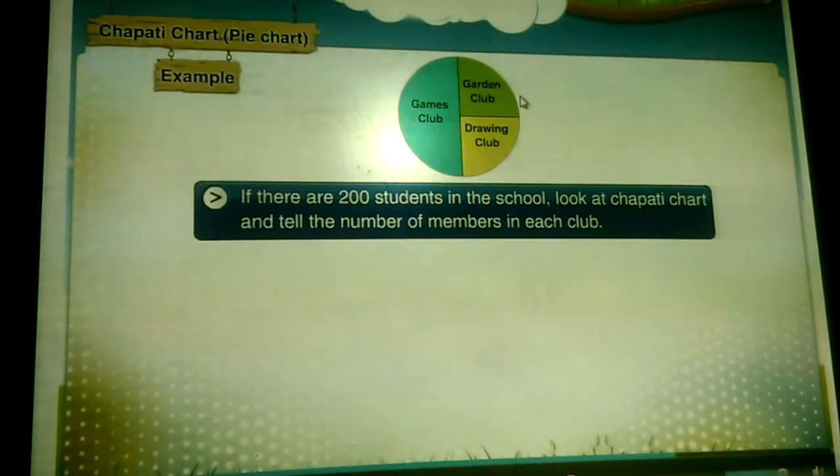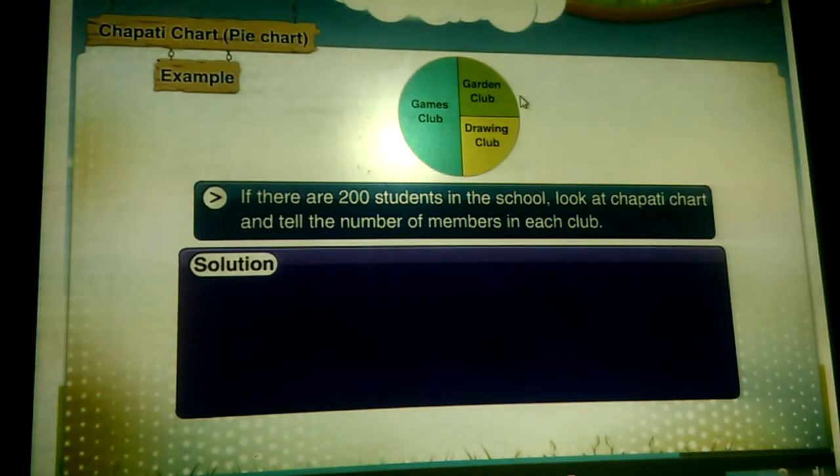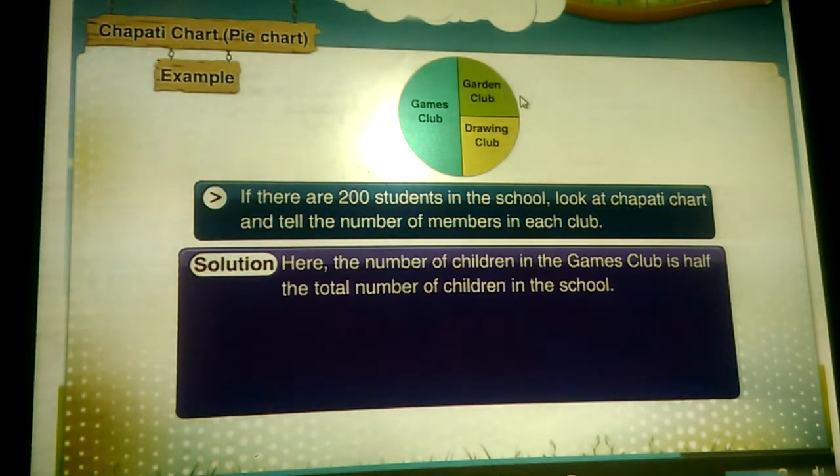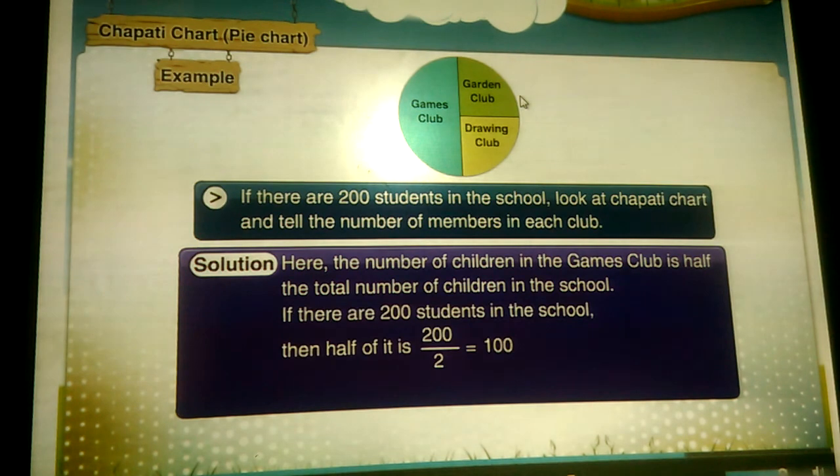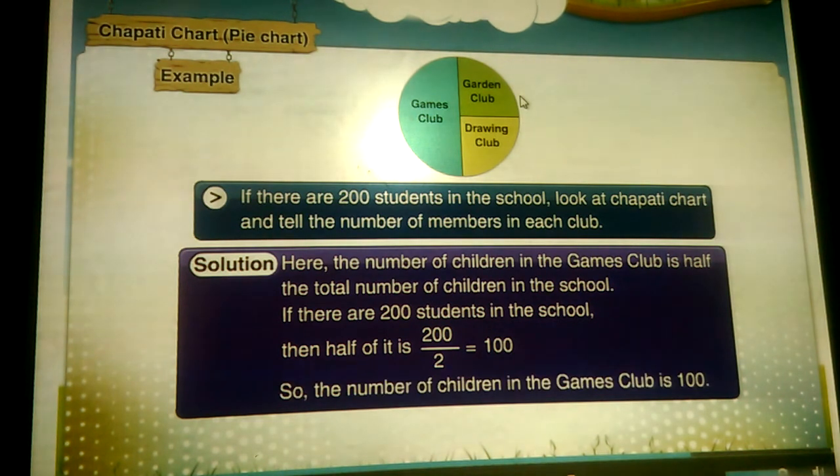Example. If there are 200 students in the school, look at the chapati chart and tell the number of members in each club. Solution. Here, the number of children in the games club is half the total number of children in the school. Therefore, if there are 200 students in the school, then half of it is 200 upon 2, that is equal to 100. So, the number of children in the games club is 100.